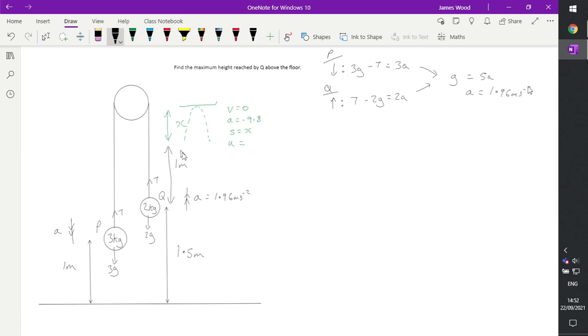So for this initial bit of motion, the initial speed was 0, just because it started from rest. The acceleration I just calculated was 1.96. The distance it moved was 1 meter. And I want to find the final speed. So we can work that out. 2 times 1.96 times 1 and square root it. So that's going to be v equals 1.9799.